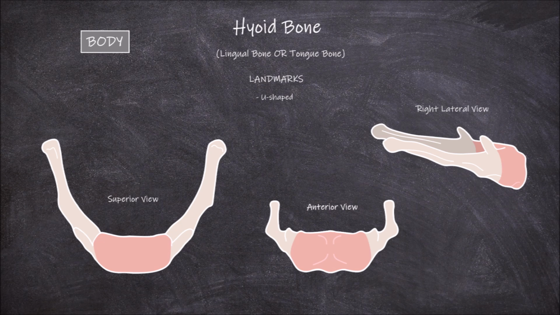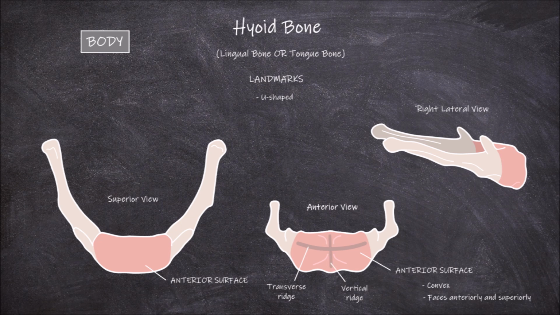The body of this bone has 2 surfaces. The first of these surfaces is the anterior surface. This surface is convex and faces anteriorly and superiorly. This surface has a transverse ridge along the length of the body. In some cases, a vertical ridge is also present at the midline of the body.